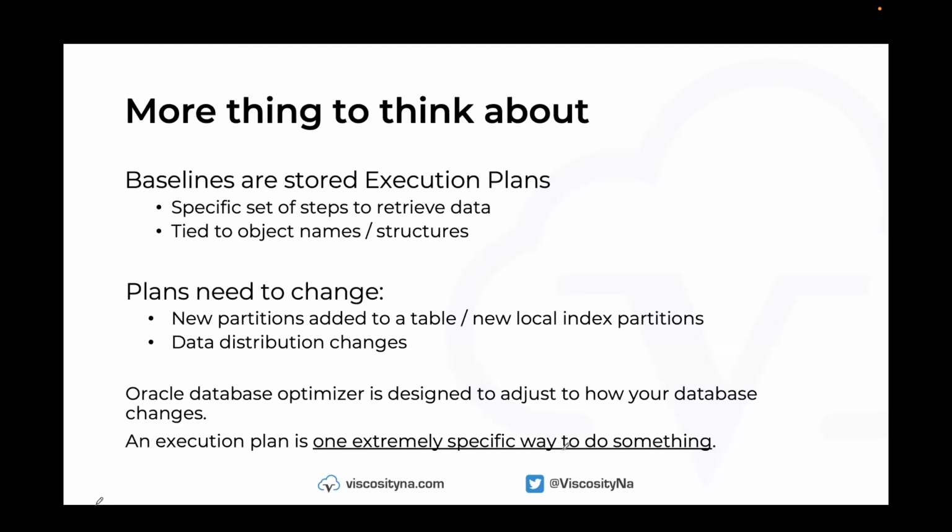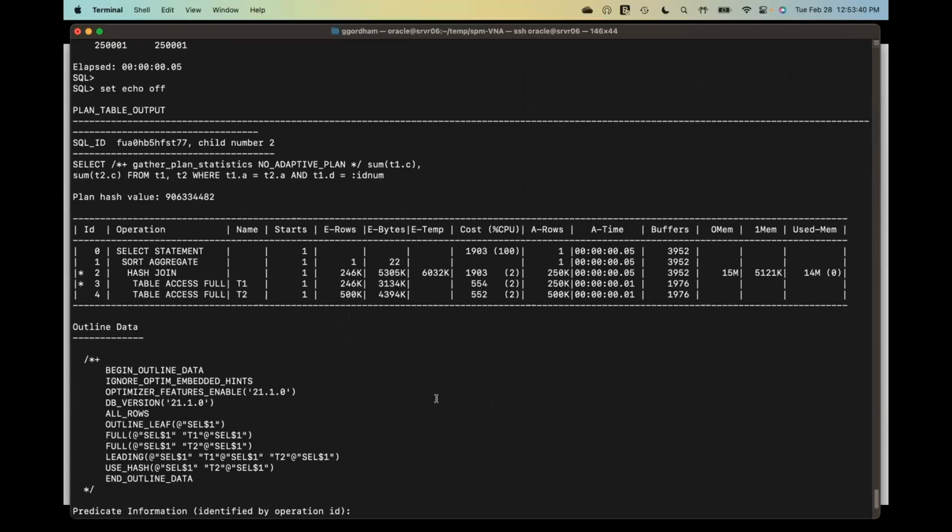And Oracle's optimizer is designed to adjust. That's its job, right? That's its only job, is to look at the data, look at your request, and find the best way to do it. Again, it's not always right, but that's its job, and it's actually pretty darn good at it. Execution plans are one extremely specific way to do things. So in my demo, I had a very specific set of instructions. Do a hash join, do a table access full of table 1, do a table access full of table 2.